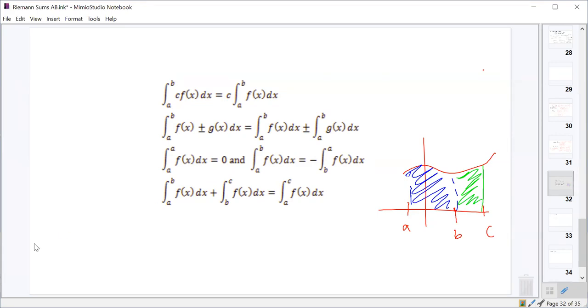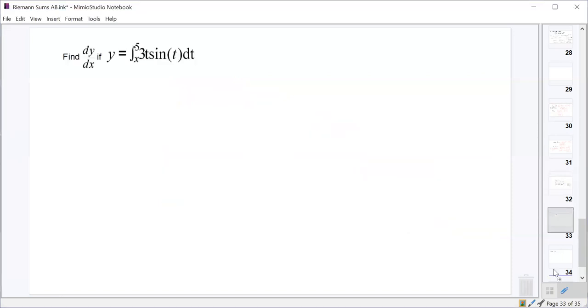So let's use some of those rules now. So let's see if we can find the derivative of y equals the integral from x to 5 of 3t sine t dt.